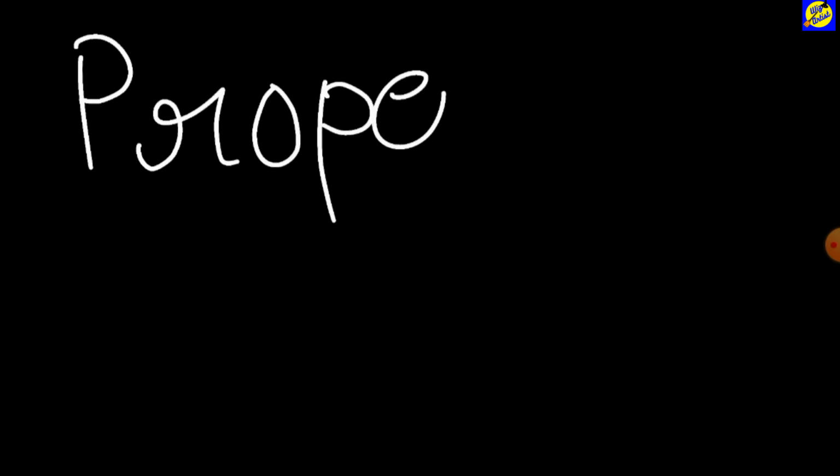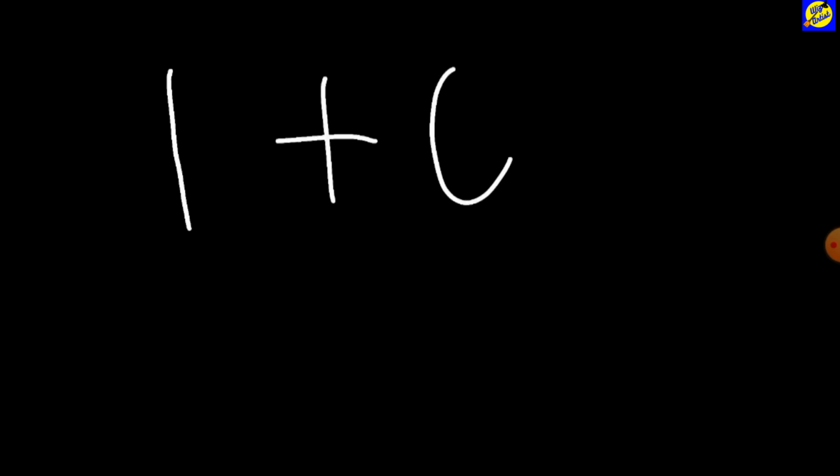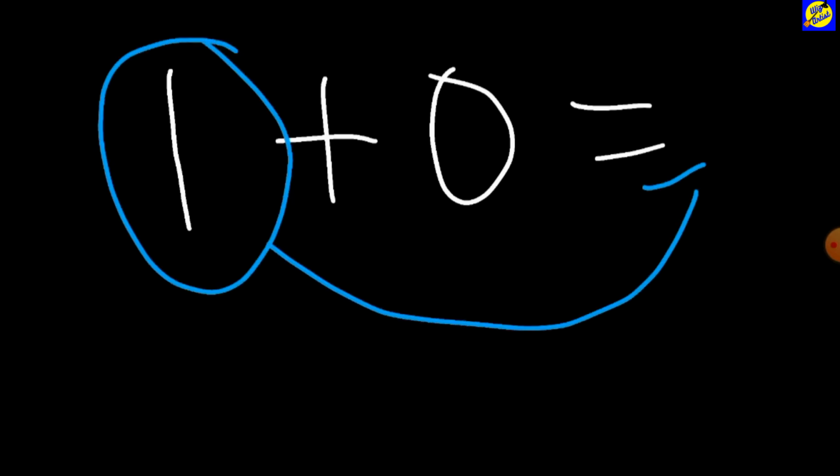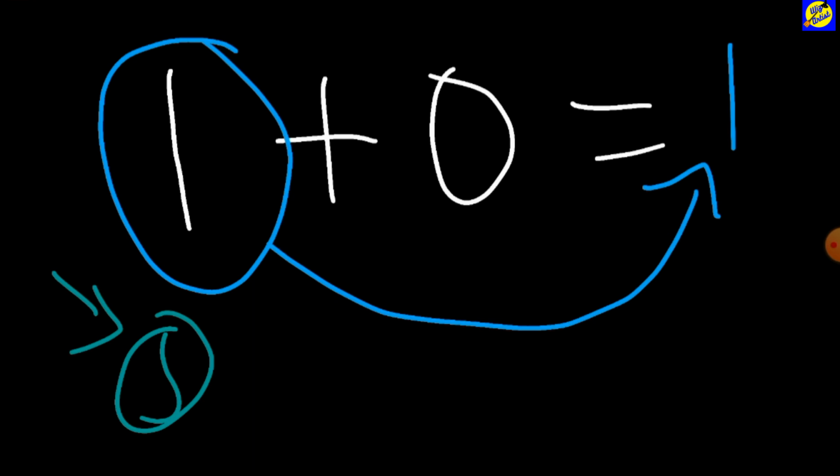Now let us learn a few properties. Okay, so the first property is that when you add any number, let us take it as 1, with 0, the answer will be the number itself. Because if you add a ball, 0 means nothing. So what are you going to add with that number, which is the number 1? You're going to add nothing. So the answer will be the number itself.